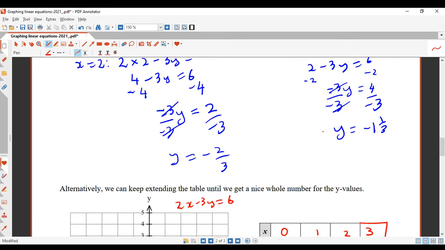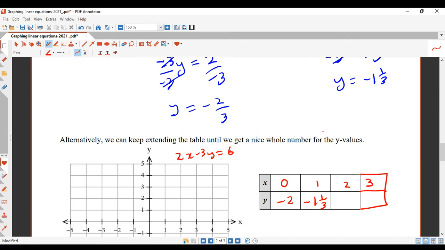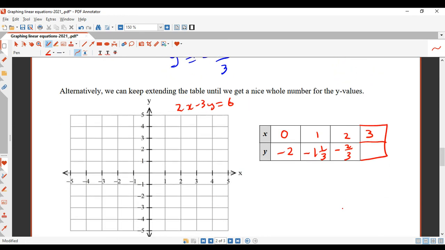Negative 2/3. Okay, so negative 2/3. So if I extend it, let's just add a value here, you might get lucky. So now I'm going to sub in x equals 3 into the equation.